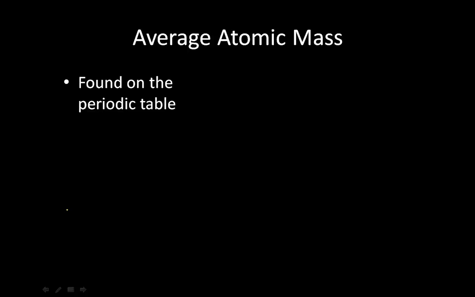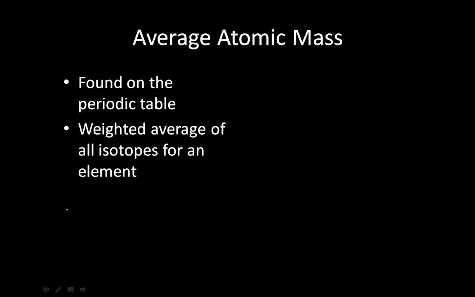Okay, we have one more concept we need to learn today, and that is average atomic mass. This is the number that's on the periodic table. So it's not the mass number. It's different than that. It's a weighted average of all the isotopes for an element. Well, weighted average? You've learned about that in math, but what does that mean?